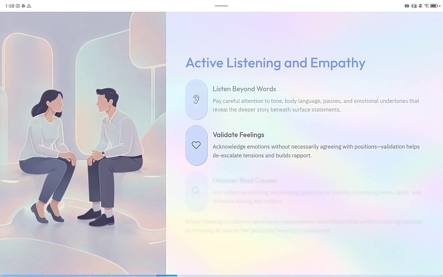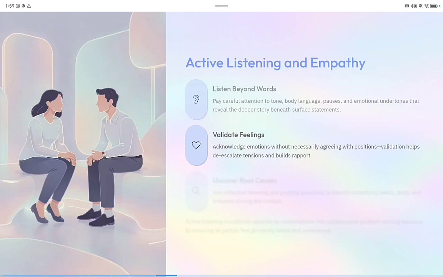Acknowledge people's emotions without necessarily agreeing with the position. Validation helps de-escalate tensions and builds rapport. Now, how do we validate a feeling versus validating a statement? Give it a 2-minute thought. Let me pause here. Think about a scenario where you have faced a conflict and you want to validate somebody's feeling without really validating their stance, right? So, this is how you go about it.